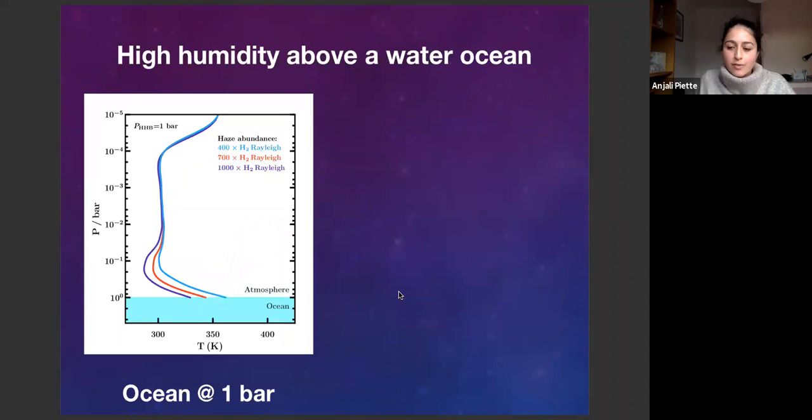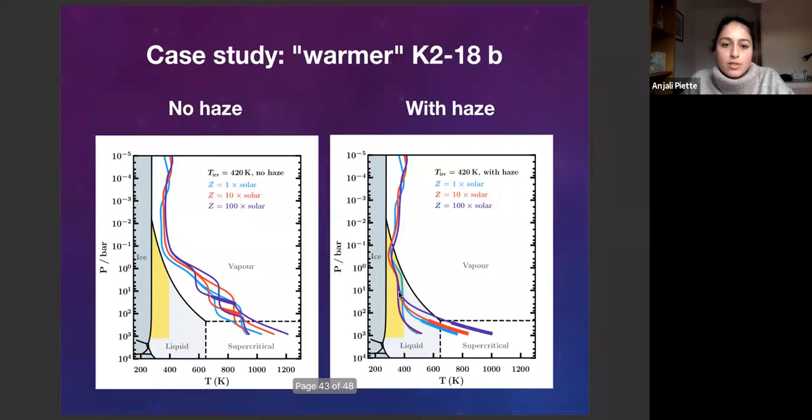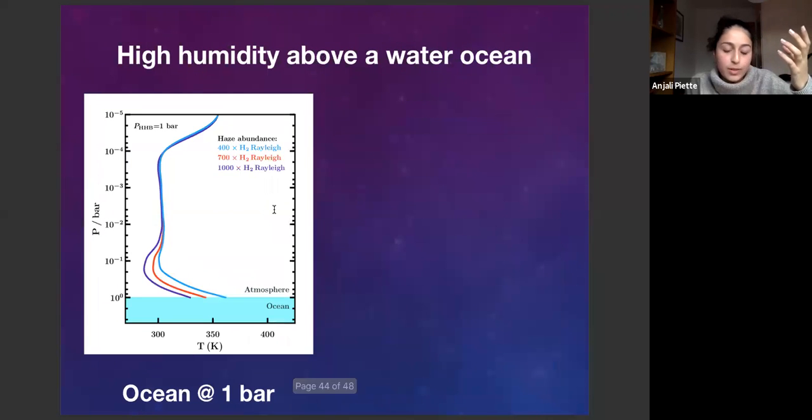So far I've been doing this with abundances, the different metallicities of 1 to 100 times solar based on the transmission spectrum measured for K218b. But you might be thinking, if we actually had a liquid ocean beneath the atmosphere, that ocean might be evaporating and you might expect a higher relative humidity above that ocean. So we decided to also consider this other extreme, where above the ocean, we have 100% relative humidity in the atmosphere. We consider this for a couple of different ocean pressures.